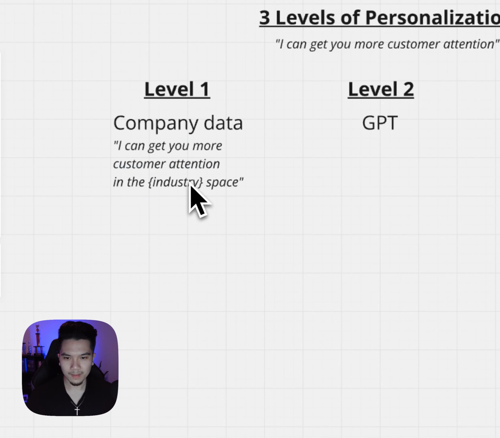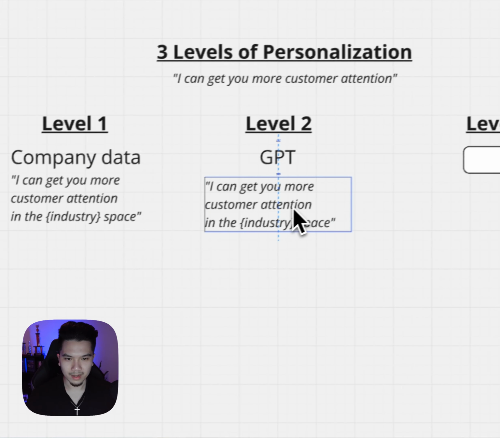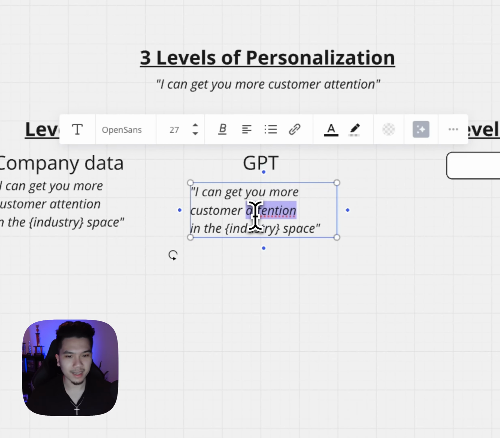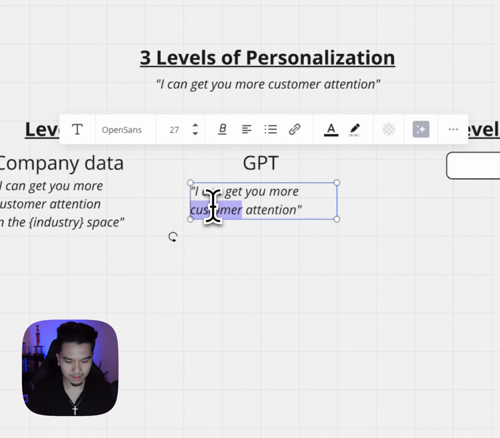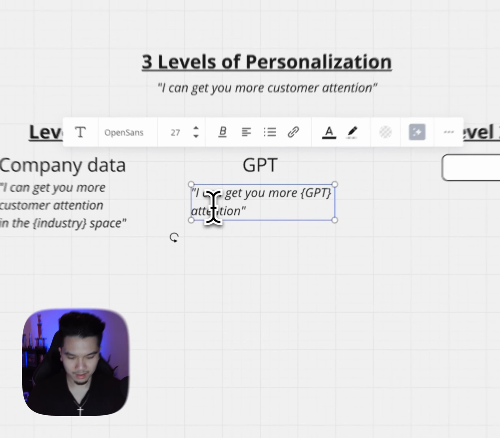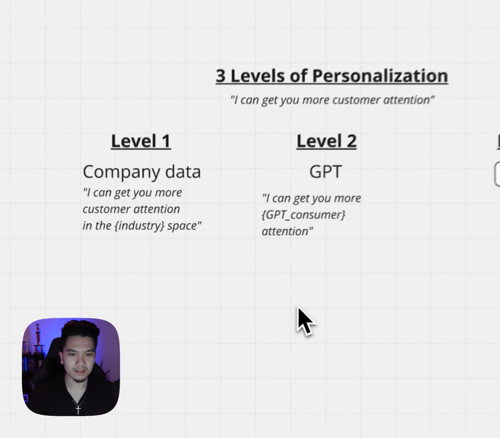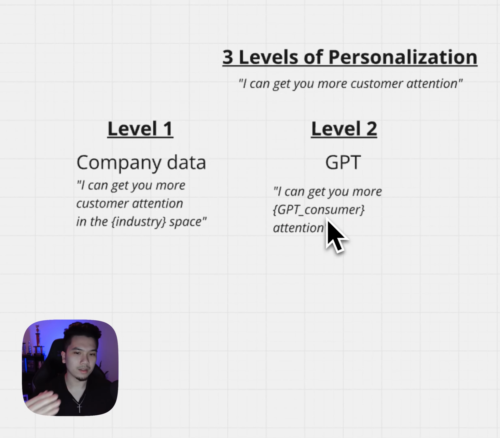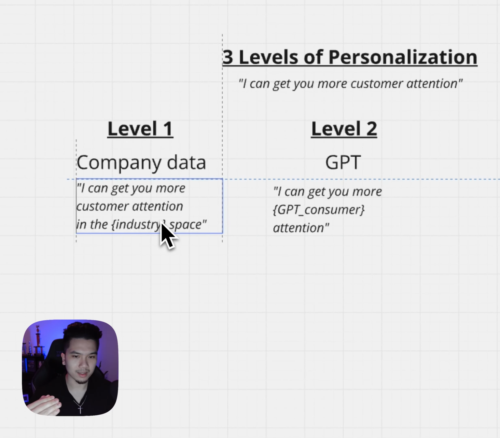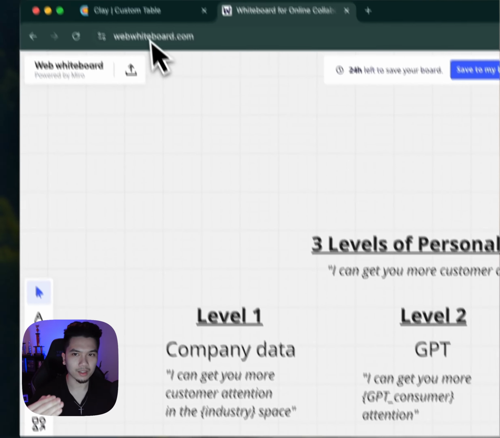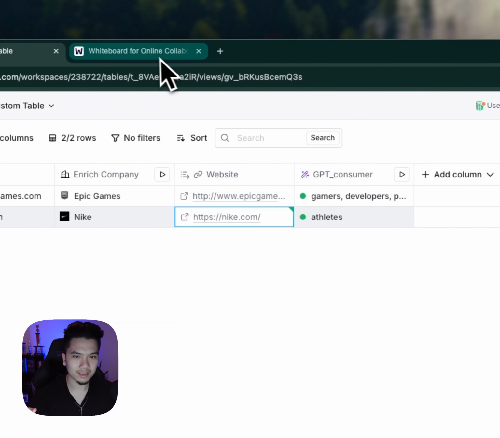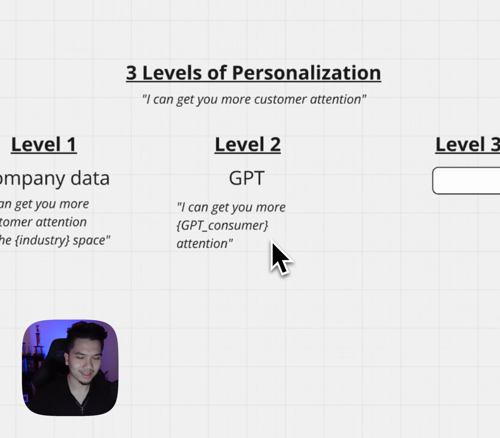No, I don't want that. Boom, here you go. So what I can say is I can get you more, delete all that, GPT, consumer. There you go. So now basically when you send these outreach messages, it's going to say something like, I can get you more athletes' attention, right?